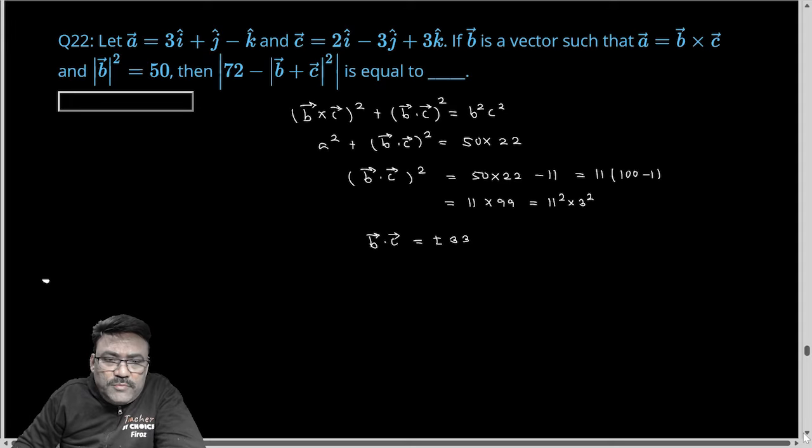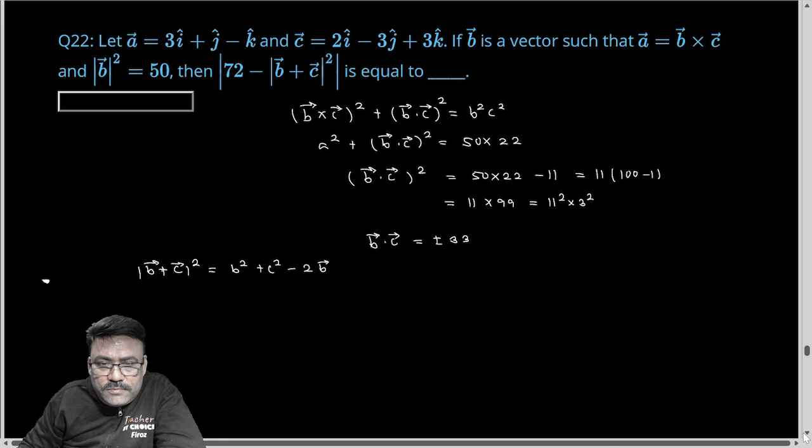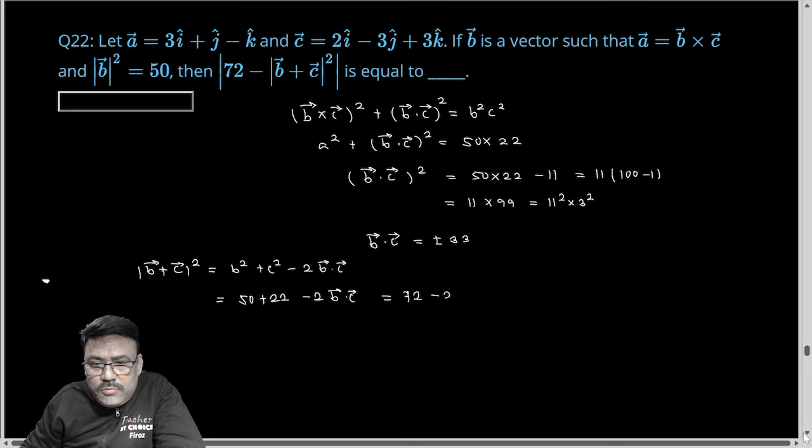Now let's find this mod B plus C whole square. So it is B square plus C square minus 2B dot C. B square is 50. C square is 9 plus 9, 18, and 4, 22. So this is 72 minus 2B dot C.